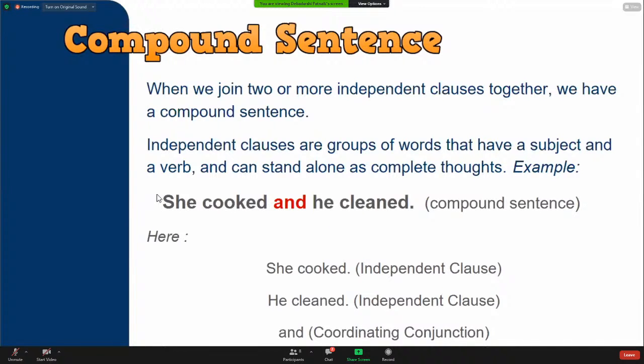Here, "and" is a coordinating conjunction. It is a conjunction which is also known as a coordinating conjunction; it adds two sentences. That means I can say that here one clause is independent of another clause. They are not depending on each other.